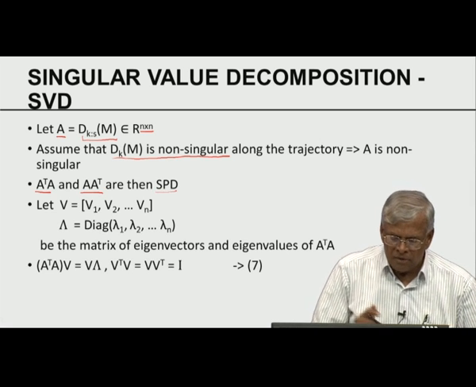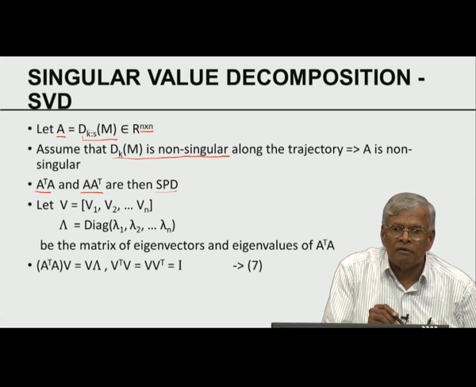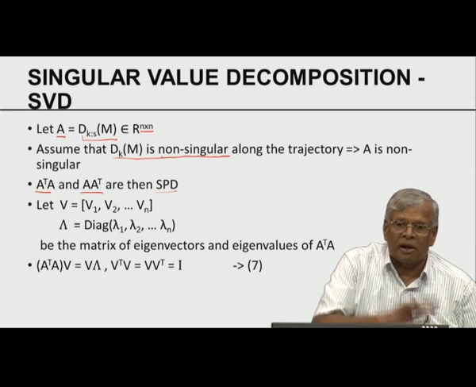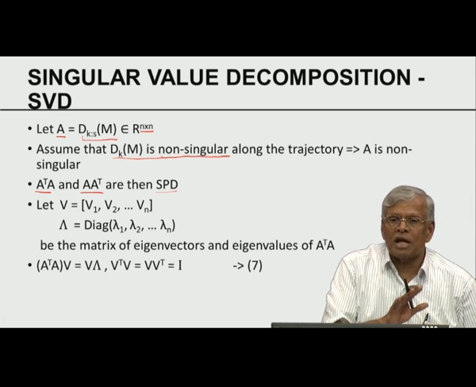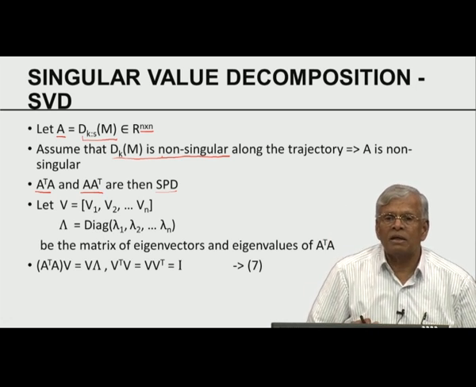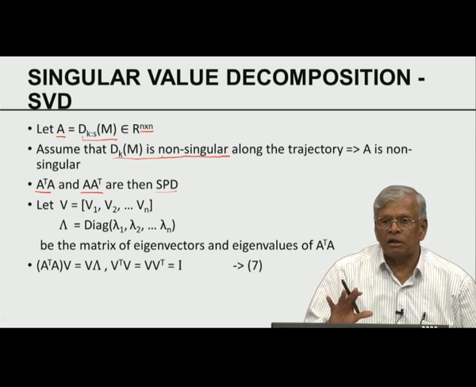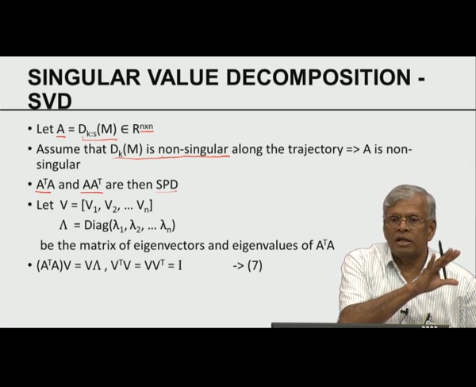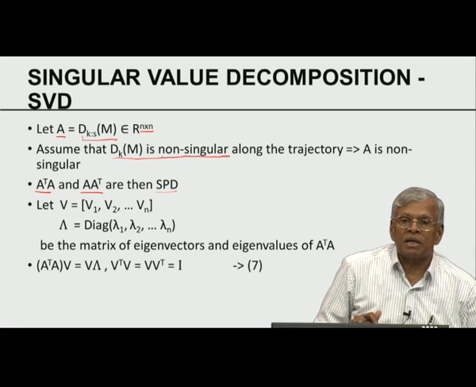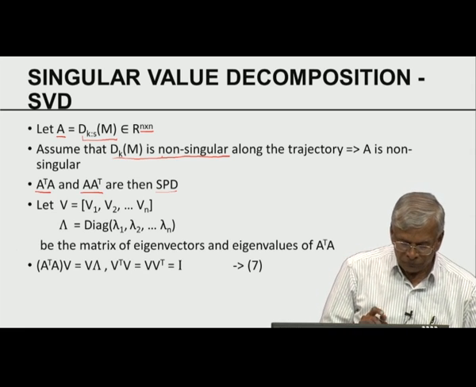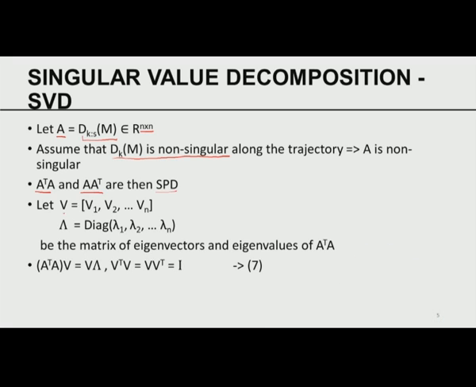Why are both of them SPD? If each of the component matrices in this product is non-singular, the product is non-singular. If a matrix is non-singular, its Gramian is full rank. The Gramian is not only full rank, it is also symmetric and positive definite. These are all immediate conclusions we have alluded to several times earlier, especially within the context of development of SVD, singular value decomposition. So let v_1 to v_n be the eigenvectors of the matrix A transpose A. So A transpose A V is equal to V Λ, and V V transpose equals V transpose V equals I.